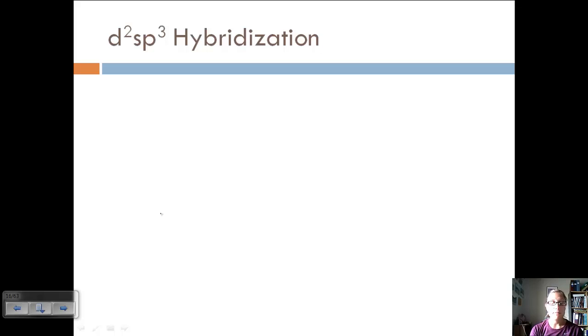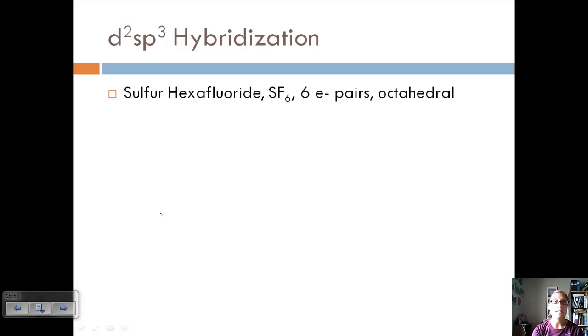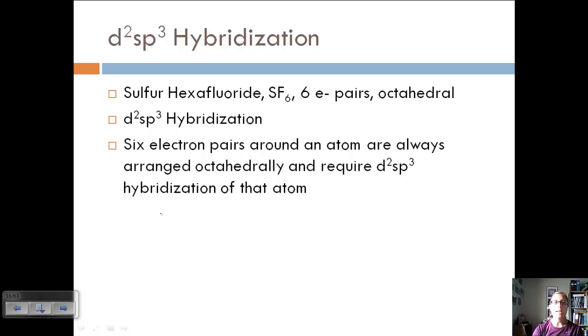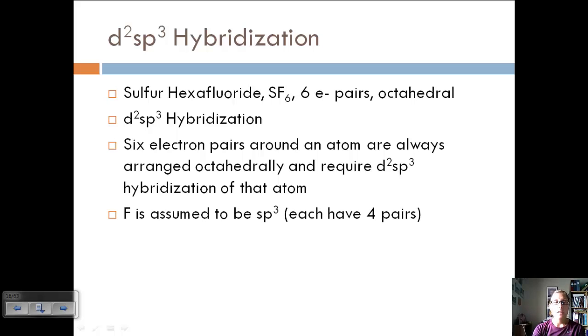Okay, so we can have 5 bonding pairs or bonding sites around a central atom, but sometimes we can also have 6. And so that leads us to d2sp3 hybridized. So if we look at sulfur hexafluoride, SF6, it has 6 electron pairs around the central atom, giving it an octahedral geometry. And so this is d2sp3 hybridized. So anytime there are 6 electron pairs around an atom, they're arranged octahedrally, and it is d2sp3 hybridized.